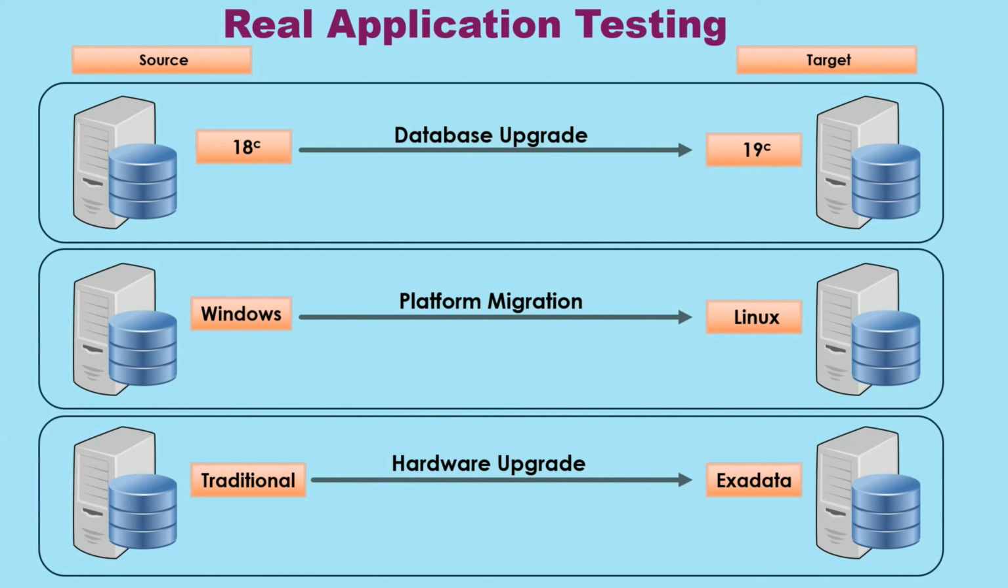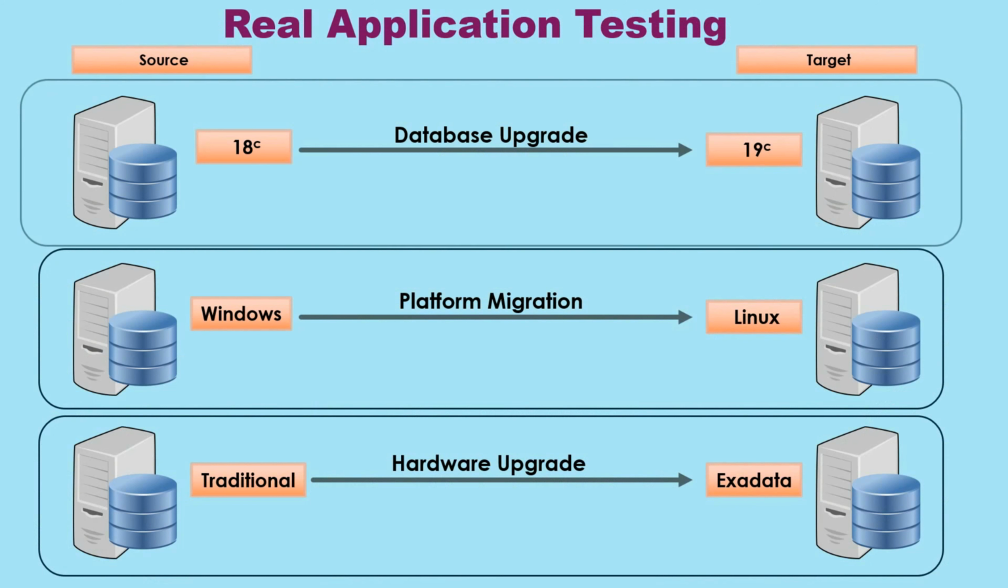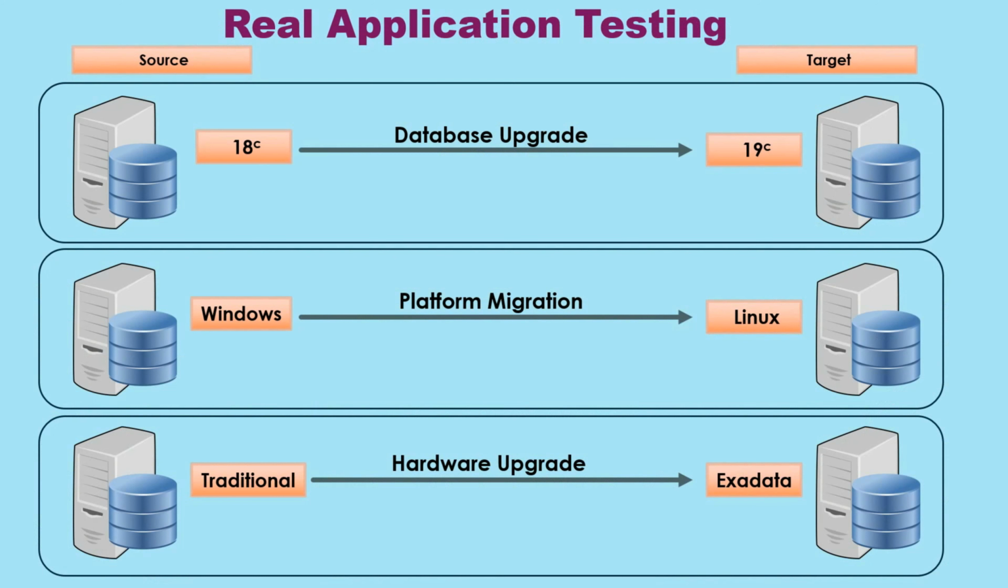This change can be a database upgrade, say you are upgrading your database from 18C to 19C or even a newer version like 21C, or you are migrating your platform, say from Windows to Linux, or you are upgrading your hardware from, say, a traditional server to an Exadata server. For this kind of major changes, RAT will let us know how the database performance will be in the new environment. RAT helps us evaluate a candidate database's performance even before we actually go live with our changes.